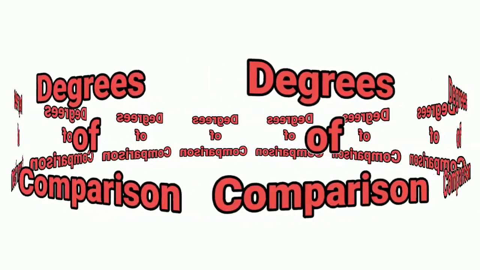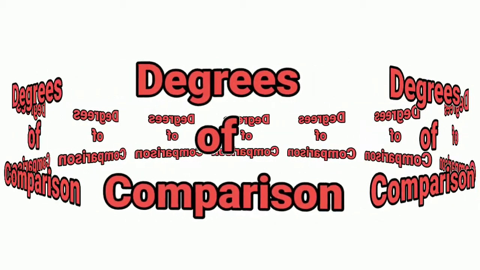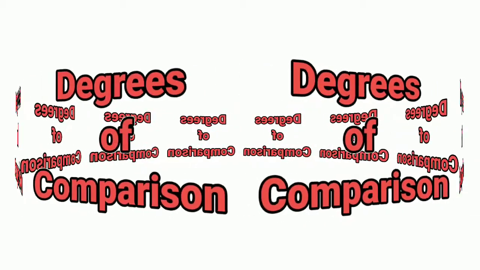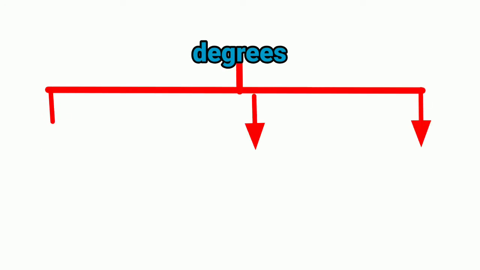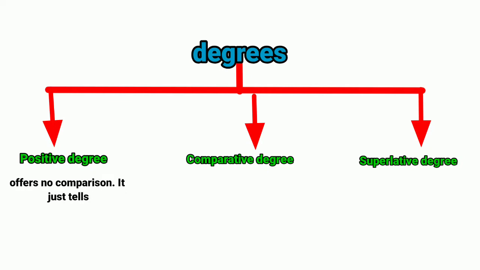Today we are going to do our next lesson of grammar, that is degrees of comparison. Degrees of comparison relate to adjectives and adverbs. Every adjective and adverb can be written in one of three degrees, that is the positive degree, the comparative degree and the superlative degree.